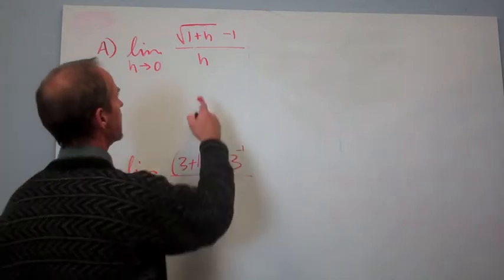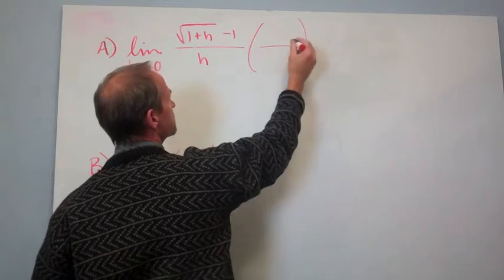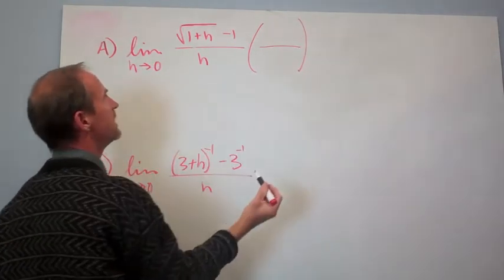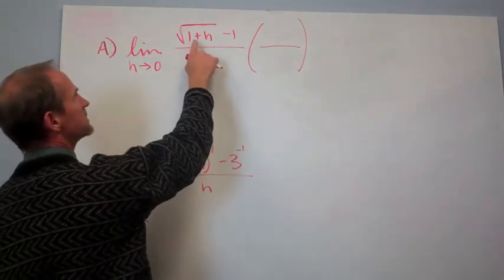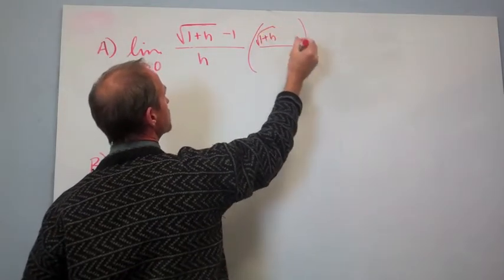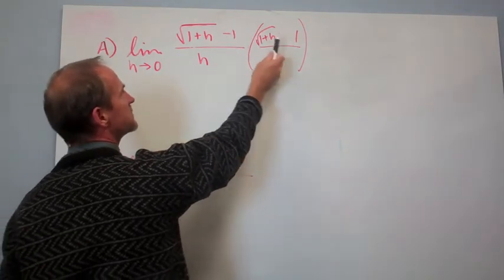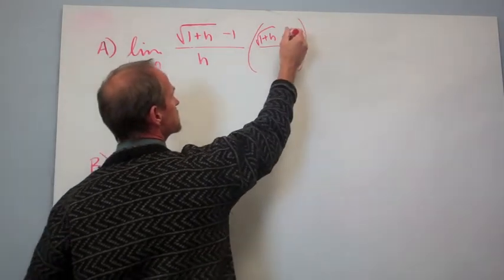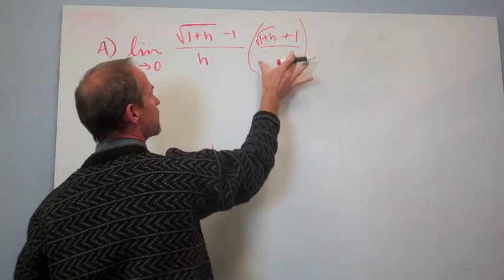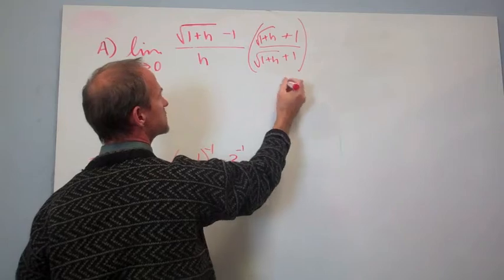I'm going to multiply this expression by the number 1, but in the form of a fraction, something over itself. And that something, when you see a radical, is going to be this exact radical expression, the square root of 1 plus h and 1, but opposite whatever that sign is. If that's a minus, this will be a plus. And then this over itself exactly, the square root of 1 plus h plus 1, so that it equals 1.